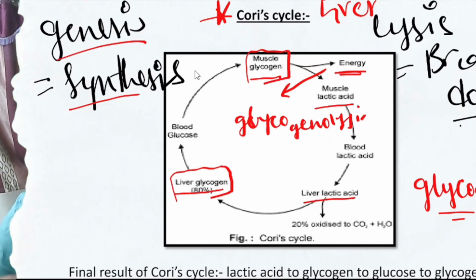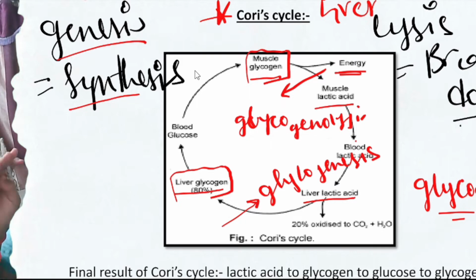What is happening in the liver? Glycogenesis. Synthesis of glycogen is happening. Here the first step is glycogenolysis, from glycogen to lactic acid. Second step, in the liver, 20% is oxidized and the remaining 80% is converted into glycogen through the process of glycogenesis in the liver. Now glycogen is formed.